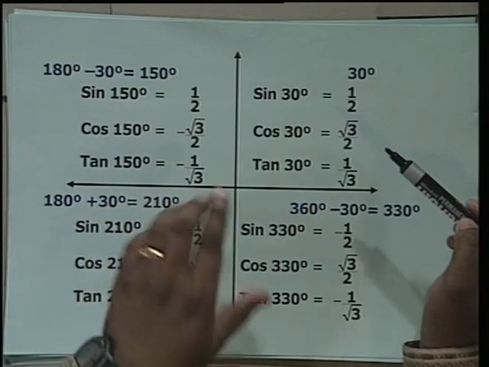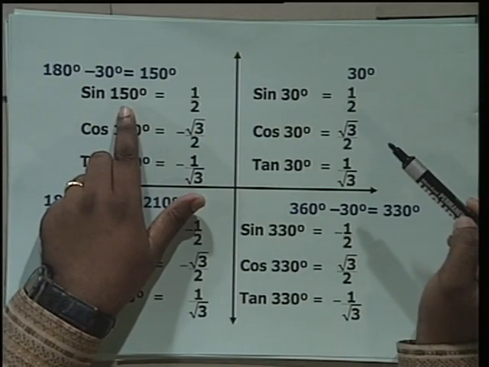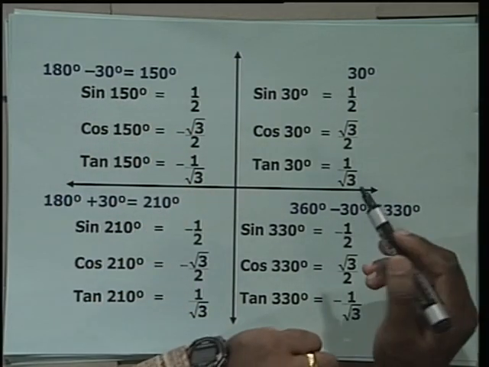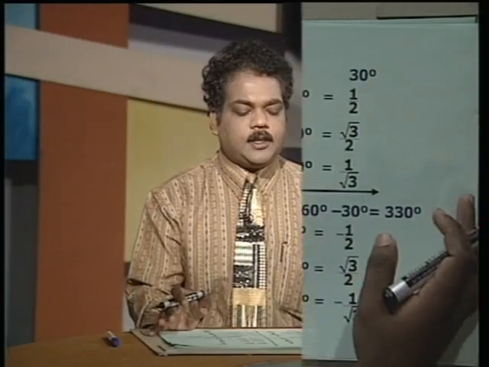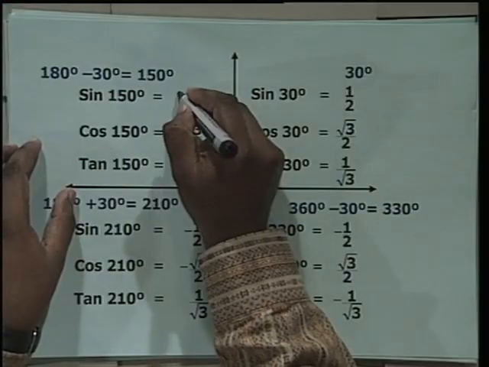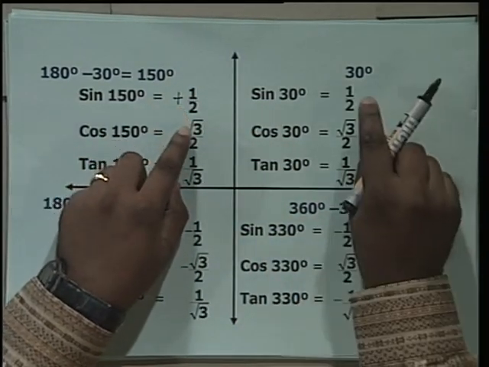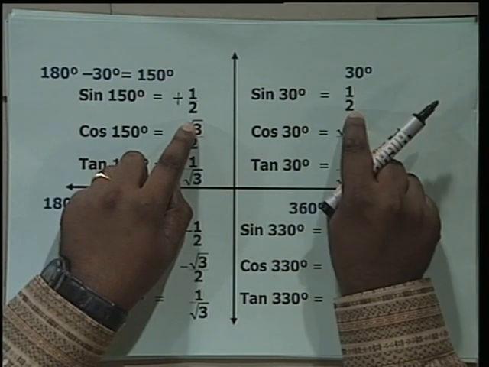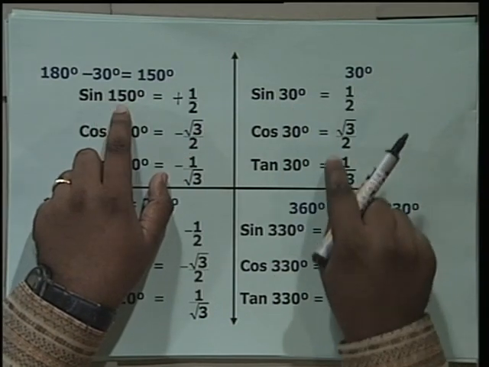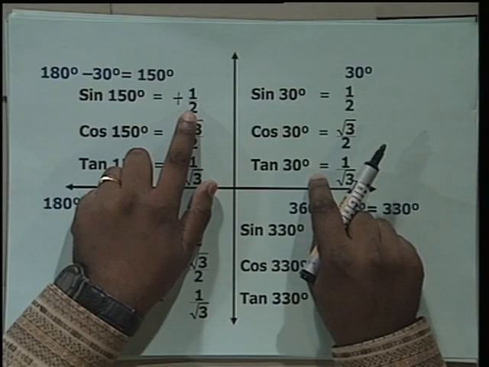Now, let's find sin 150. First of all, can you tell me what will be the sign? Will it be positive or negative? Of course, 150 being in the second quadrant, the sign of sin 150 will be positive. Therefore, we'll say plus. But its magnitude will be exactly the same as that of sin 30, so half. So sin 150 is plus half.